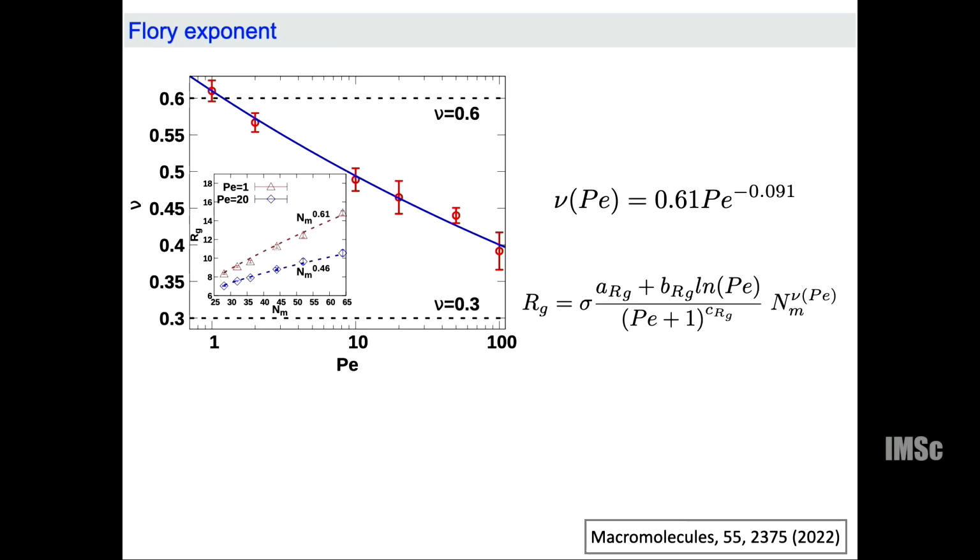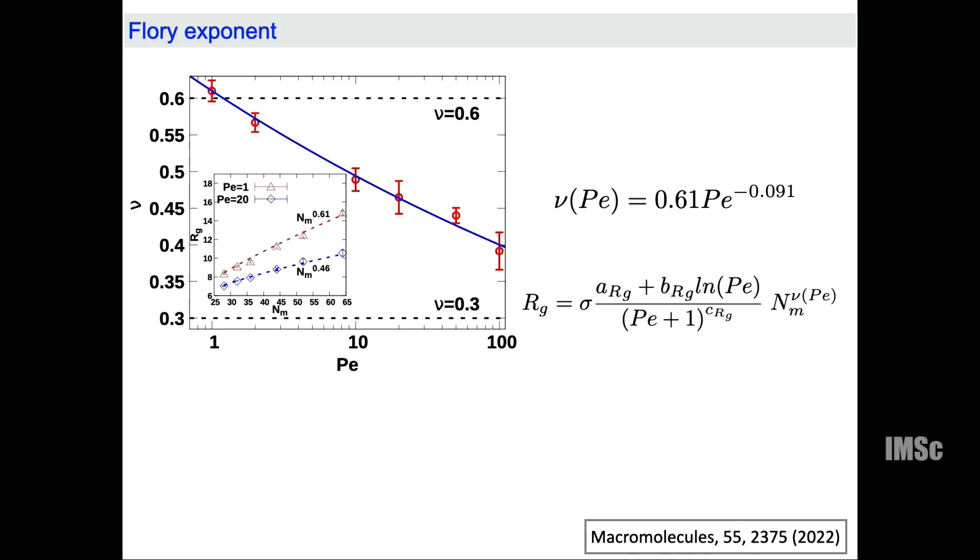The next thing that one would talk about in such cases is how compact these globules are. When you are increasing the activity, what is happening to the Flory exponent, which tells you how compact these globules are, right? We get the Flory exponent by looking at how Rg scales with the number of monomers, right? For a passive system, it is known that it will scale as roughly 0.6, right? And as you go to a completely globulized state, it is going to scale as 0.33, right?